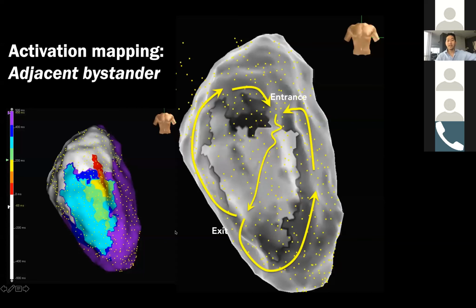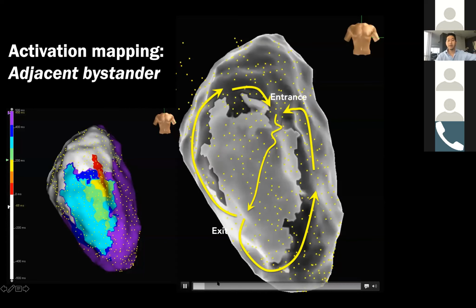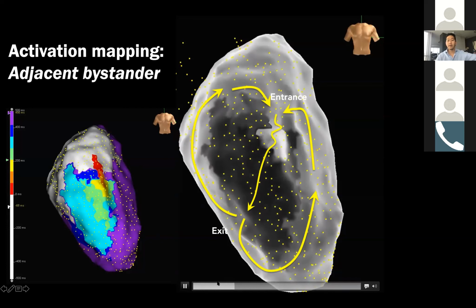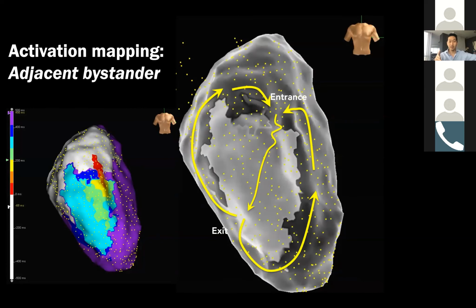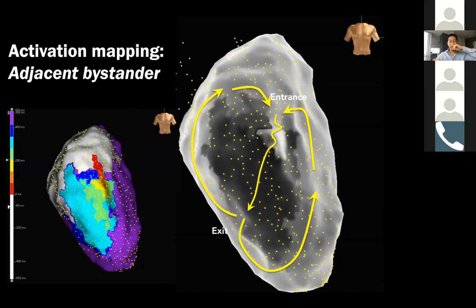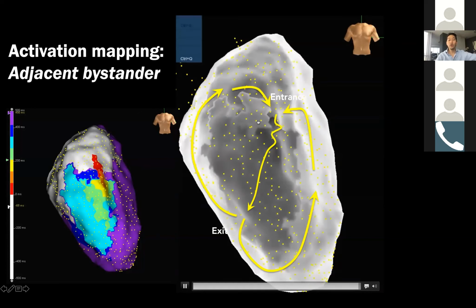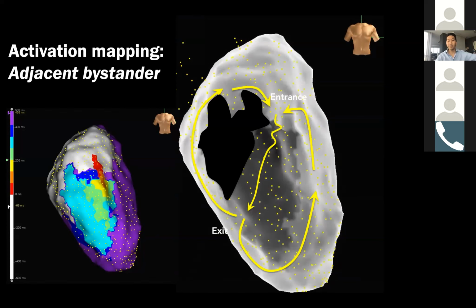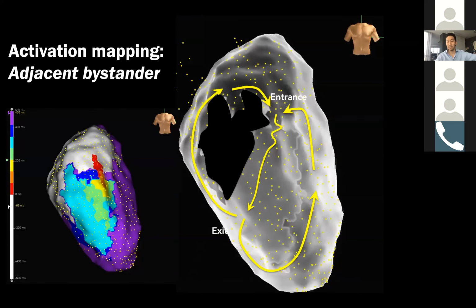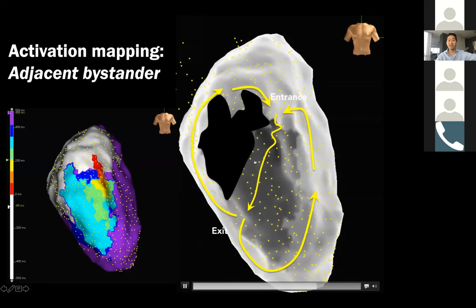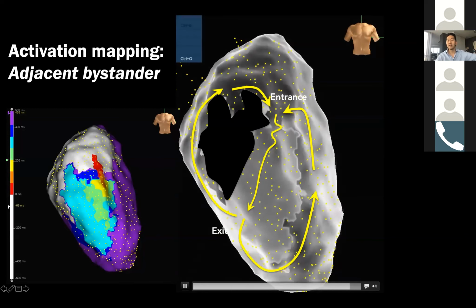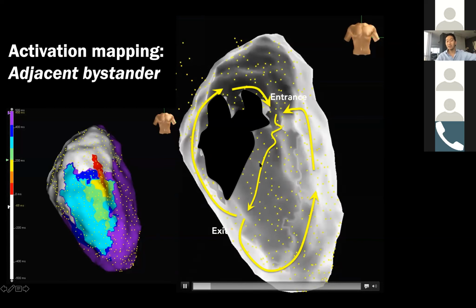Here, this is the VT circuit. It's coming down. This is an anterior infarct ischemic cardiomyopathy, and it rotates back up, figure of 8. There is a huge blind loop. Let me play that again. There's a huge blind loop right there. That part's not needed. So if your catheter is laying across the isthmus and the blind loop, you could be sensing both blind loop and isthmus.